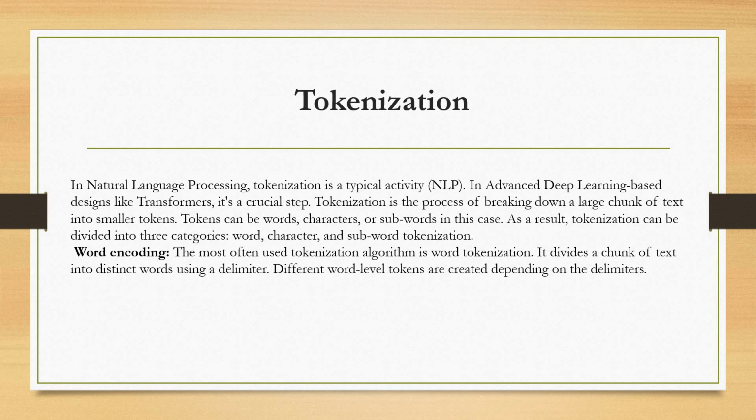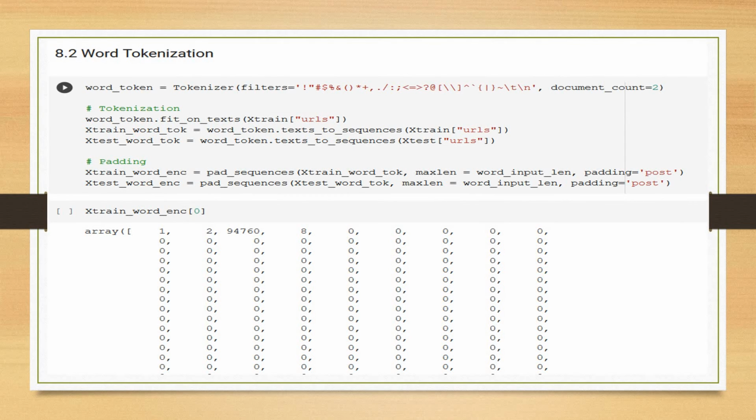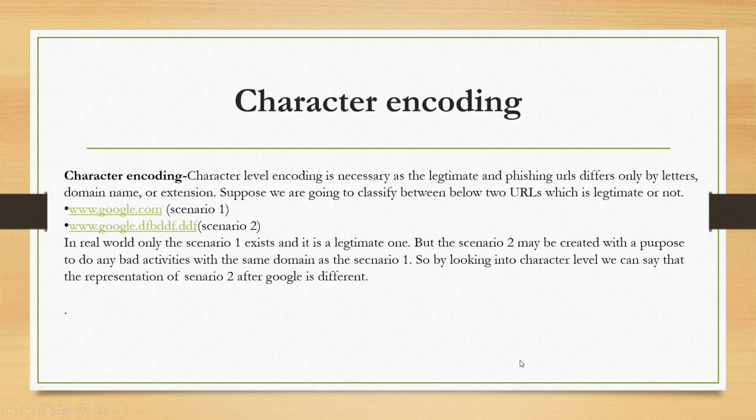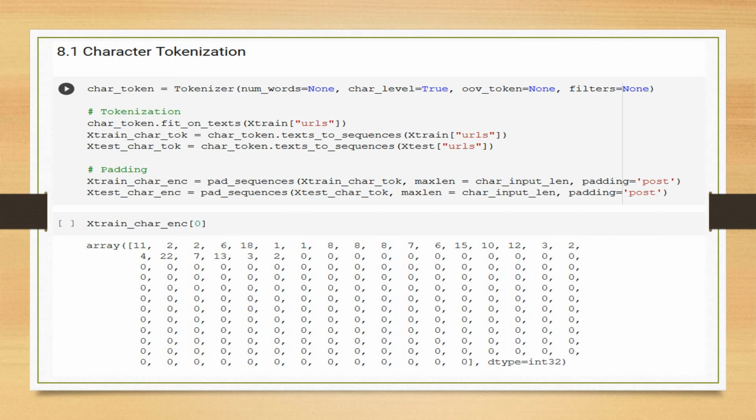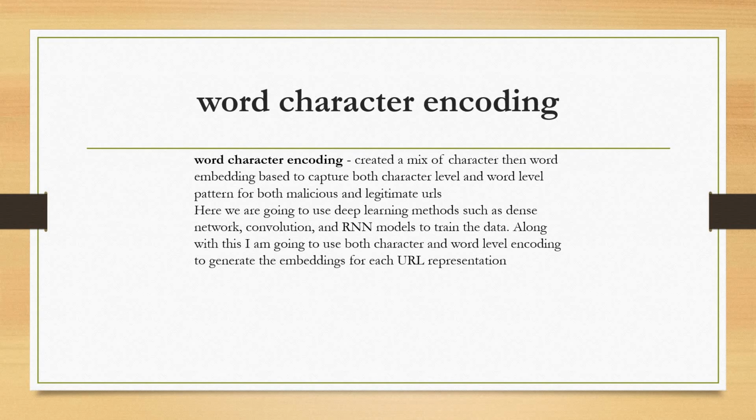Then I did tokenization and then padding. In tokenization I did word encoding, and word encoding means, let's suppose we have four words in the URL. That's 4 words, and so we have to put zeros from 5 to 2000 to make it uniform. And then I did character encoding, the same as word encoding.